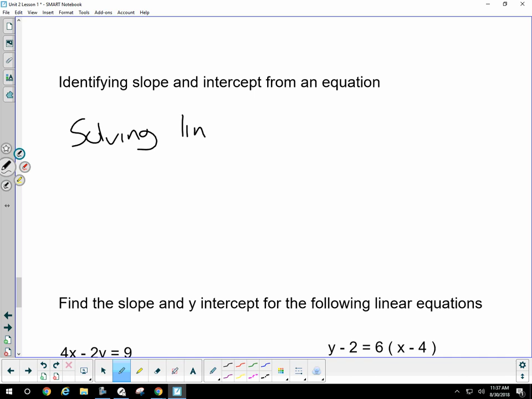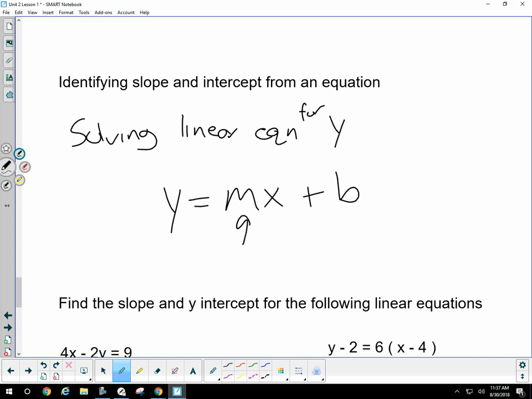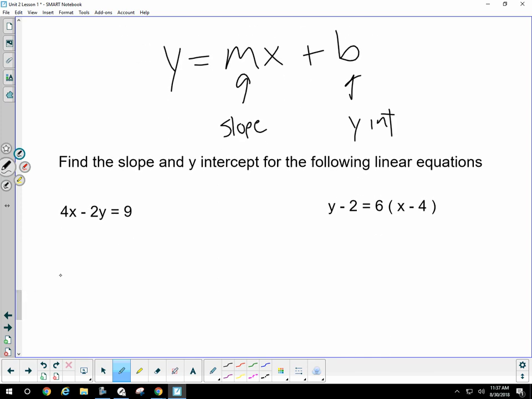Solving linear equations for y puts your equation in the form y equals mx plus b, and just by visual inspection, you can both find the slope and you can find the y-intercept. Now, it's very important to practice solving for y. I'd like to isolate the y.